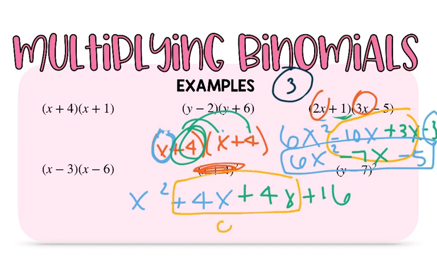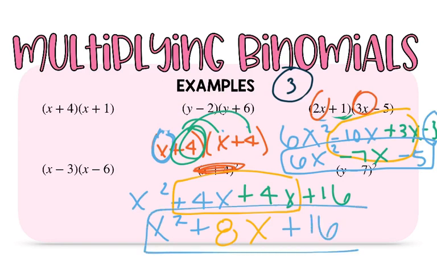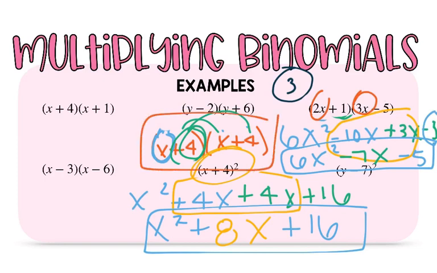4 plus 4 gives me 8, so 8x. And then just drop down all the other terms from my problem. And that's my final answer, x squared plus 8x plus 16. So anytime your problem starts like this, where it's something squared, just write that out twice like we did here and draw your arrows in.